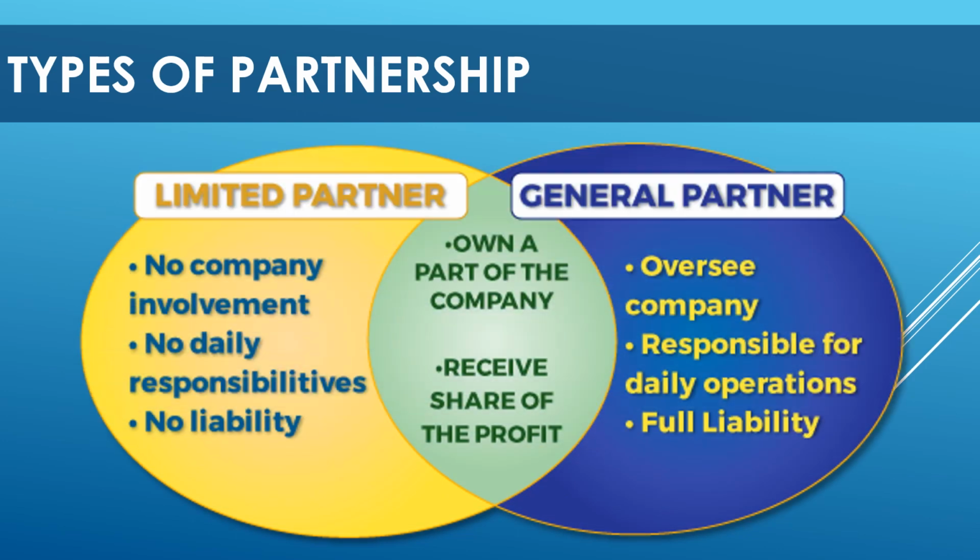For the types of partnership, we have the limited partner and the general partner. For both types, partners own a part of the company and receive a share of profit. But the general partner oversees the company and is responsible for the daily operations. The general partner also has the decision-making rights and full liability for all the decisions made for the business. Limited partnerships are more structured than general partnerships and should have both general and limited partners.